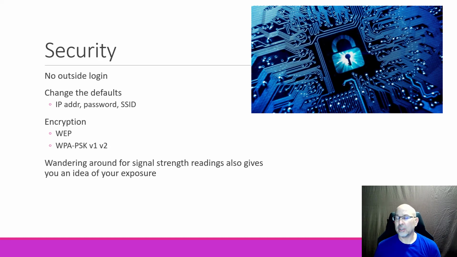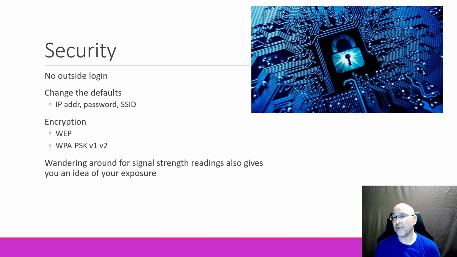Now, WEP has a really bad name, but it's better than nothing. So if you have older gear or WEP is what you know, set it up. Somebody's actually got to attack you, right, to get in. Certainly WPA-PSK version 1 and version 2 are improvements over WEP. So make sure you turn those on. It's an astonishing number of networks still don't have wireless security. And by security, we mean encryption. It's amazing how many people don't have encryption turned on still.